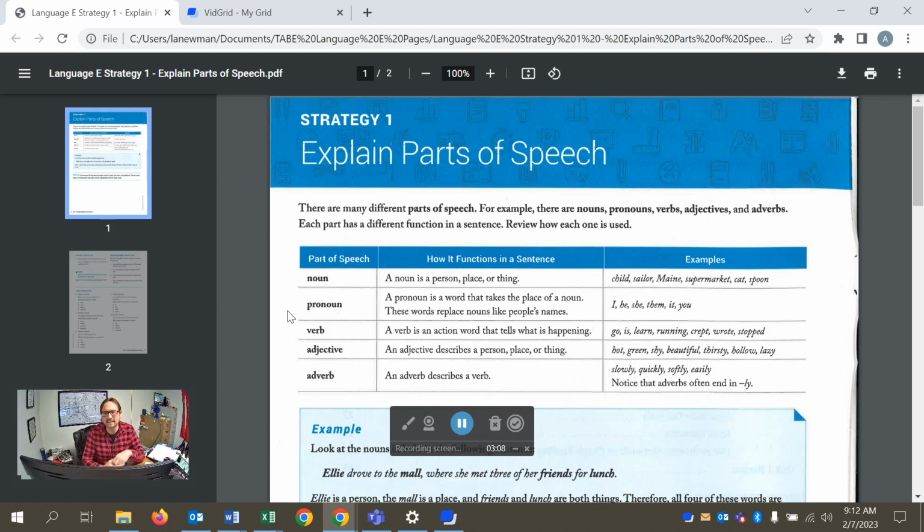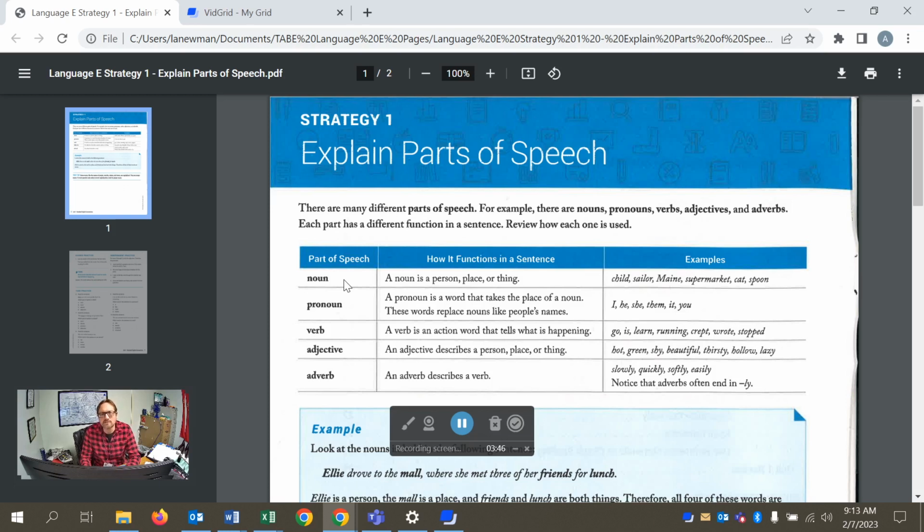So, parts of speech. It says here there are many different parts of speech. For example, there are nouns, pronouns, verbs, adjectives, and adverbs. We're going to talk about what those are in just a second. Those 5 are nowhere near a complete list of parts of speech. There are many others, but these 5 are going to be important for us to know before we go forward into looking at sentences, whether they're punctuated correctly, whether they're complete sentences at all in the first place. So knowing these 5 parts of speech will help us as we get started on that work.